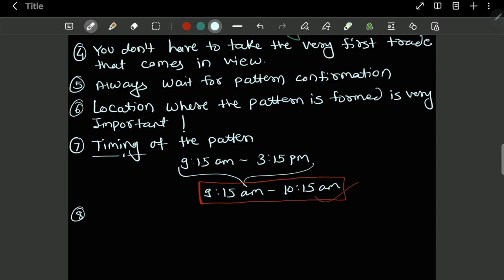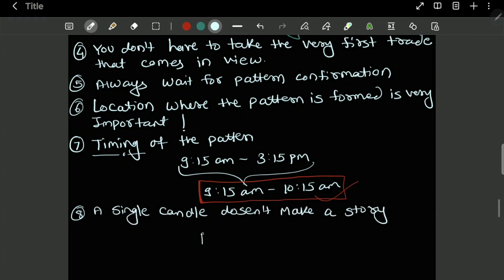The next key point is a single candle doesn't make a story. If you get any rejection candles from top or bottom, do not enter into the trade only considering one candle. Wait for another candle formation and then only confirm your trade entry.